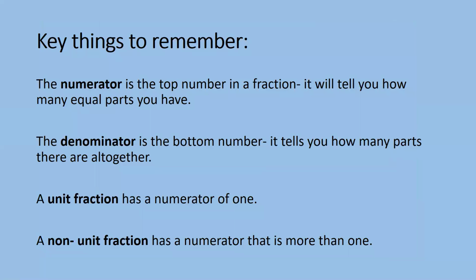Okay, just some key things to remember. So remember, the numerator is the top number in a fraction, and it tells you how many equal parts you have. The denominator is the bottom number. It tells you how many parts there are altogether. And a unit fraction always has a numerator of 1. A non-unit fraction has a numerator that is more than 1, so it could be 2/4, 6/10, 5/9. That numerator is always more than 1.